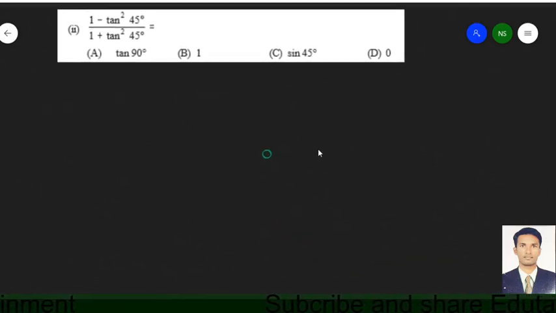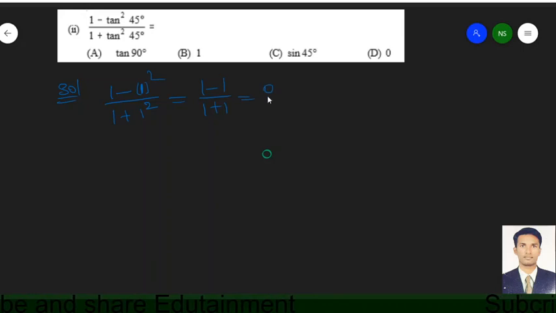One minus tan square 45. Solution. 1 minus tan 45 we know, which is 1. We have square, we can take that 1 plus tan square 45, which is 1 again square, which is equals to 1 minus 1 by 1 plus 1, which is equals to 0 divided by 1, which is equals to 0. So the correct option is option D. Let's move to next question.